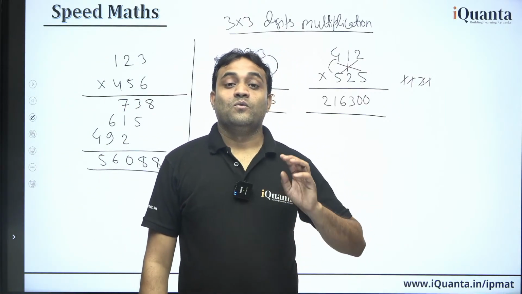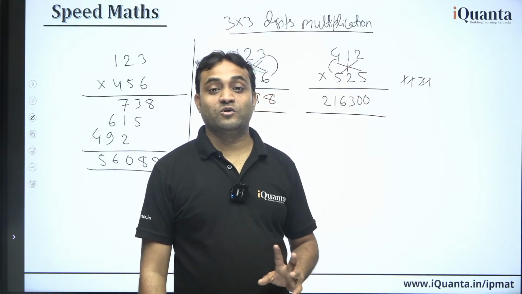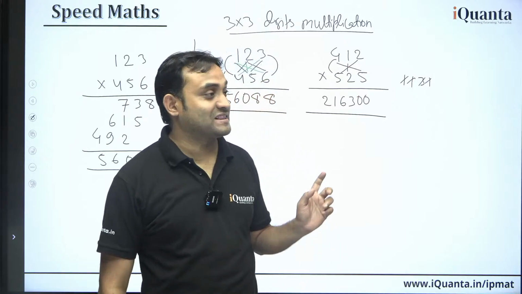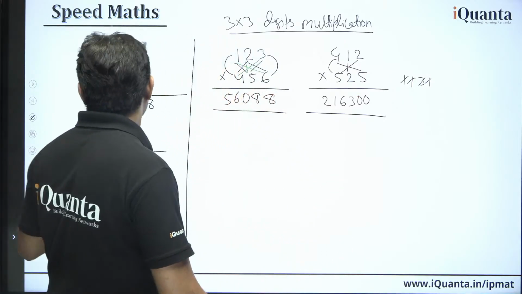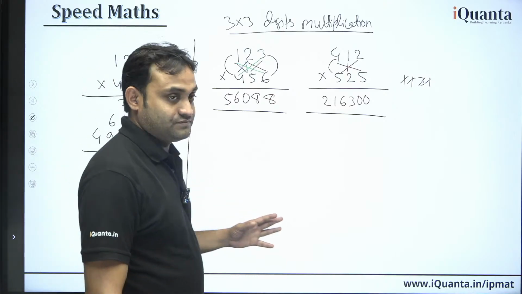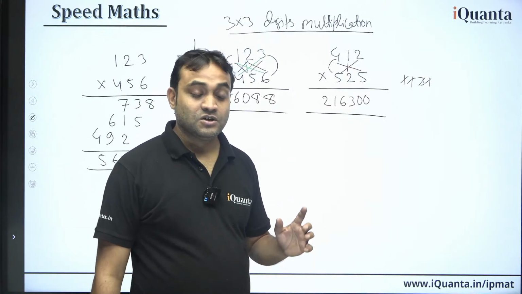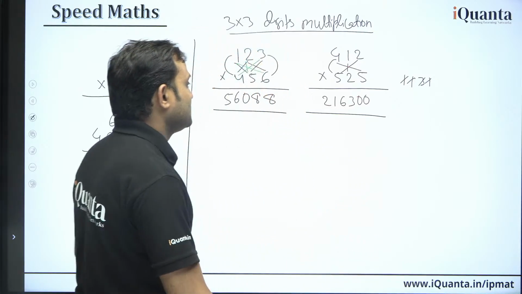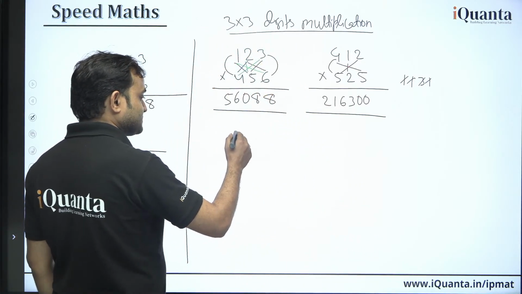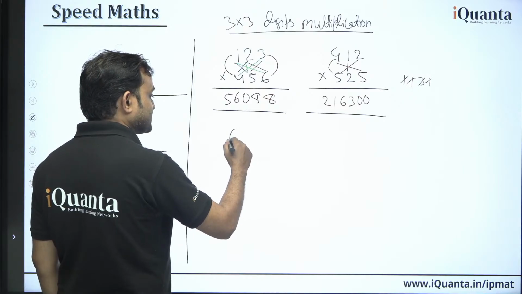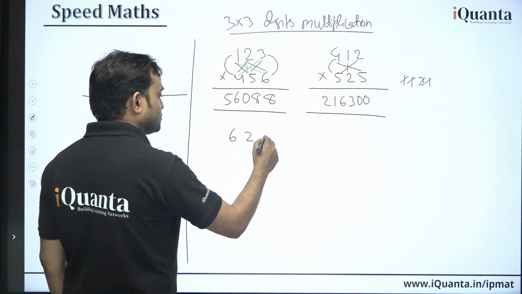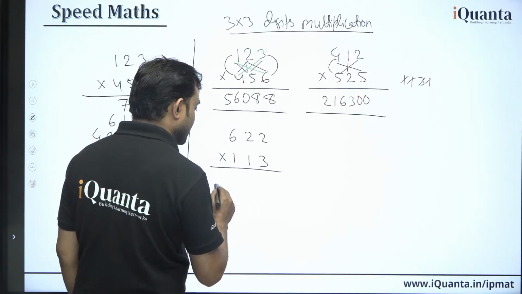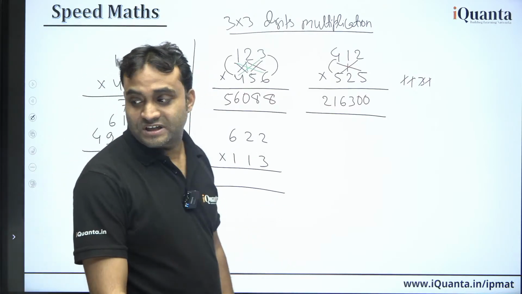So, what did we learn from here? That when you are doing speed calculation, don't do it in speed, right? Because the method is already to speed up your calculation. All right, so follow the method. Don't increase your speed while calculating these values. Now, can you calculate this value like 622 into 113? Try this one. Use the same method.